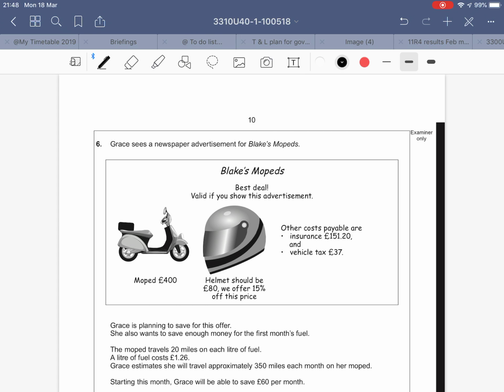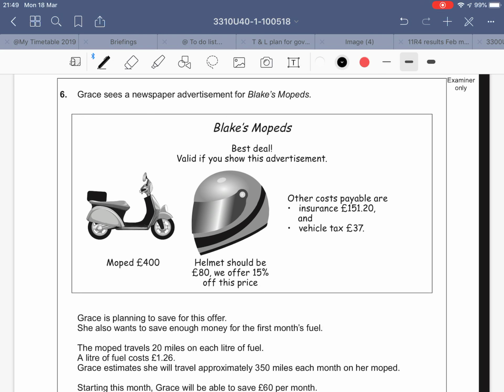Question 6. Grace sees a newspaper advert for Blake's mopeds, and you can see that it says best deal. Valid if you show this advertisement. Moped £400, helmet £80. We offer 15% off this price. Other costs payable are insurance and vehicle tax. Grace is planning to save for this offer. She also wants to save money for her first month's fuel. The moped travels 20 miles on each litre of fuel, and a litre of fuel costs $1.26.